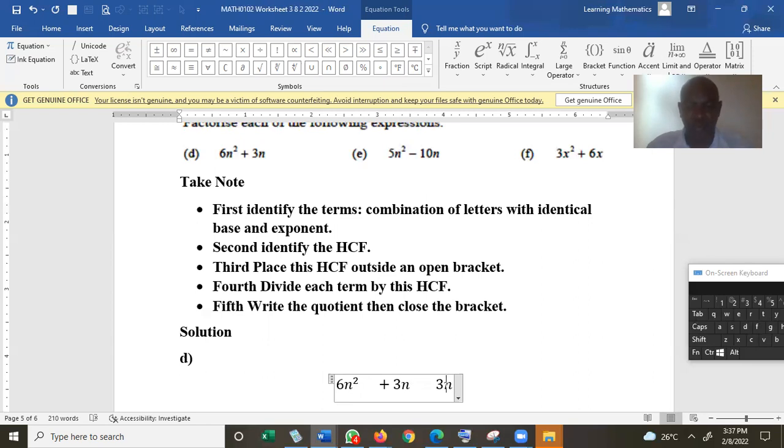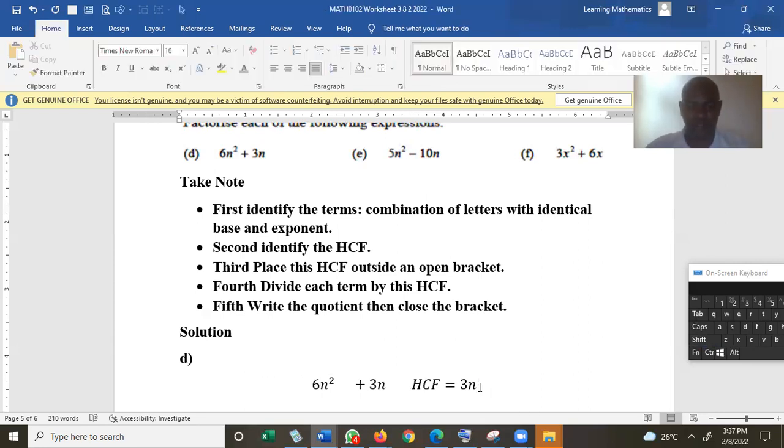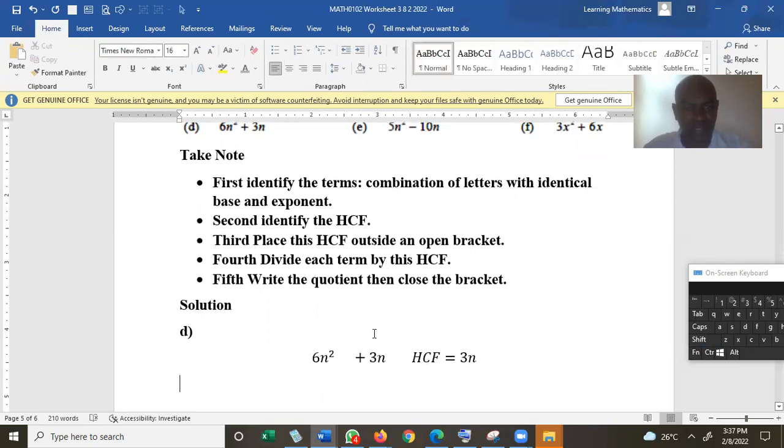So that's the highest common factor between 6n squared and 3n. So we have identified the terms 6n squared and 3n separated. We have identified the highest common factor, which is 3n.